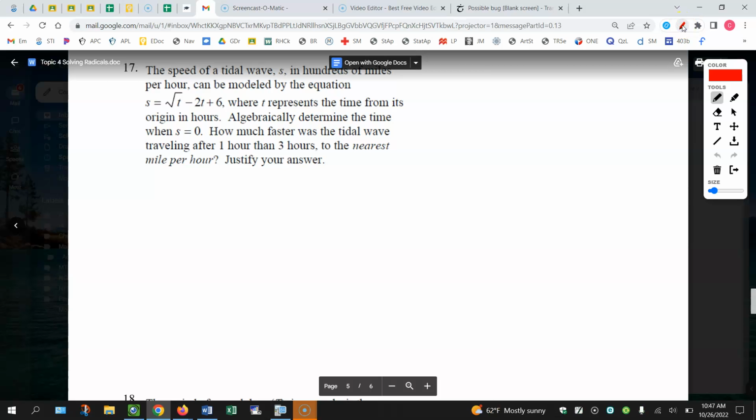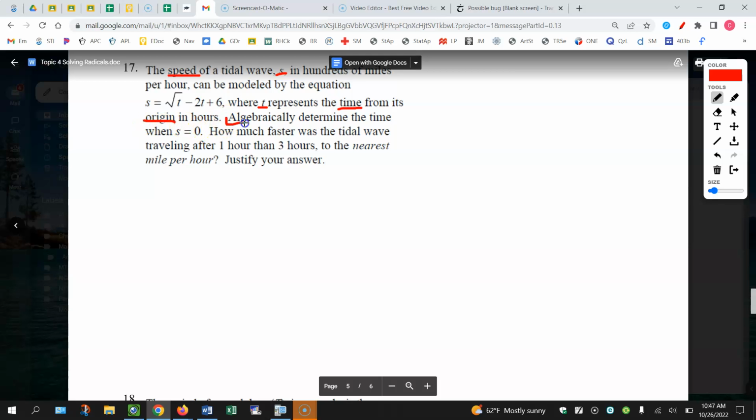All right, the last part of the lesson, we're going to be on page 5. It's the same skill, just a word problem embedded into it. So this question, you have the speed of a tidal wave s in hundreds of miles per hour, which can be modeled by this equation. T is the time from its origin or its start in hours.